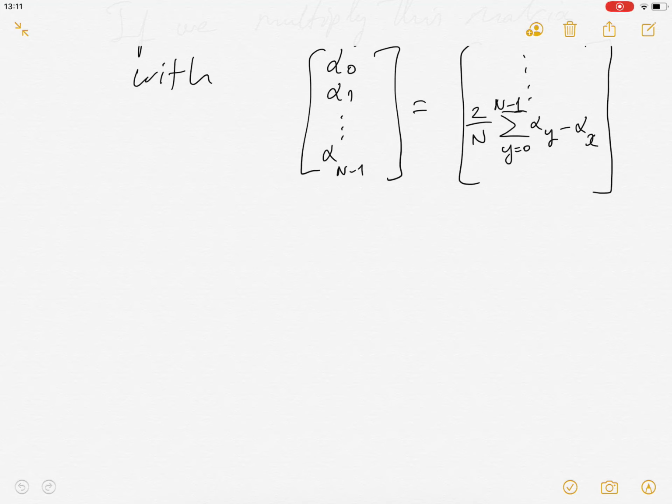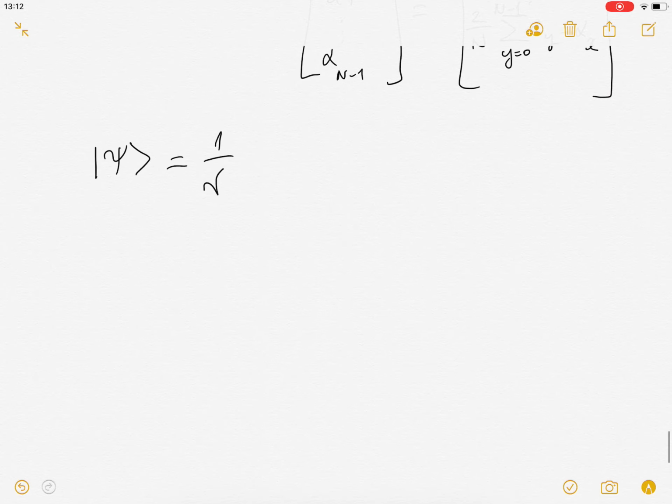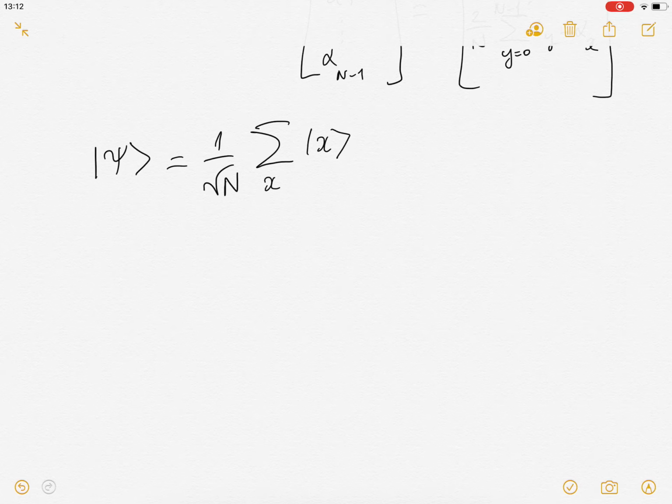So let's remind the steps again. We start with the superposition state with equal amplitudes, okay? We start with psi, an equal weighted superposition state, x. And then we invert the phase of the key value, x star, and then we do an inversion around the mean, which is just an inversion around the general superposition state psi.